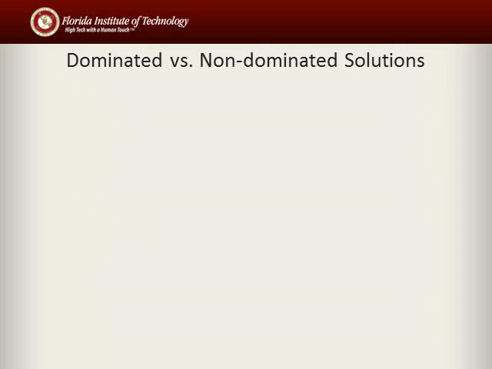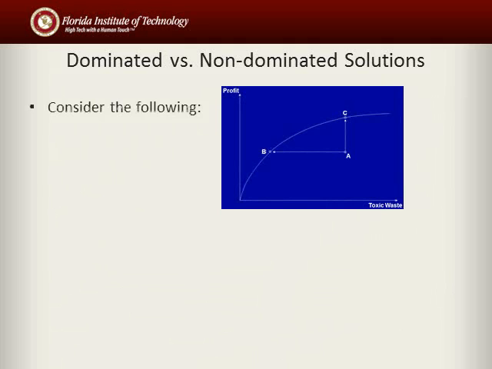Before we move forward, let's talk about the concept of dominated versus non-dominated solutions. Consider the following. Here, what we see is a hypothetical example of potential trade-offs between profit and amount of toxic waste. So we have two performance measures of interest, or two objectives. Obviously you would like a solution that will minimize toxic waste and at the same time maximize profit. So this is a typical example of problems where you have conflicting objectives. Assume that this curve here shows potential solutions to this particular problem.